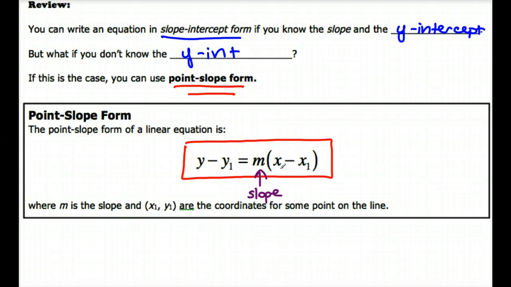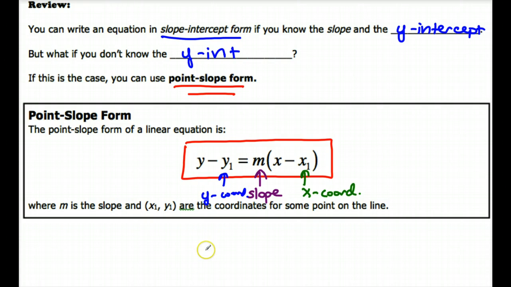But this time we have not a b value, but an x sub 1 and a y sub 1 value. What those values stand for are the coordinates of not necessarily the y-intercept, but just some random point on the line. That's where we get this x sub 1, y sub 1. The x sub 1 is referring to the x-coordinate of some point on a line, and the y sub 1 is referring to the y-coordinate of that point on the line.